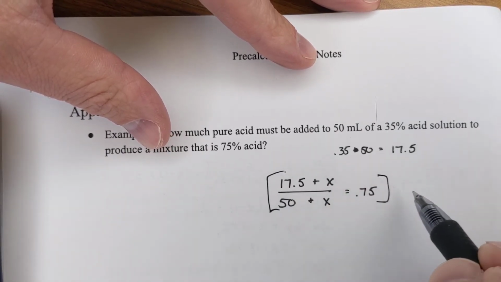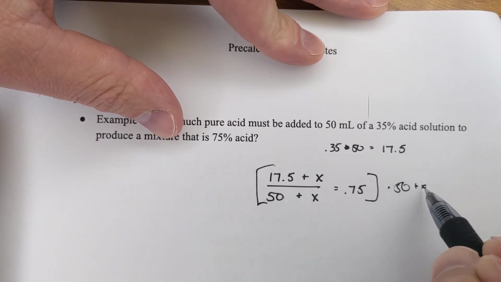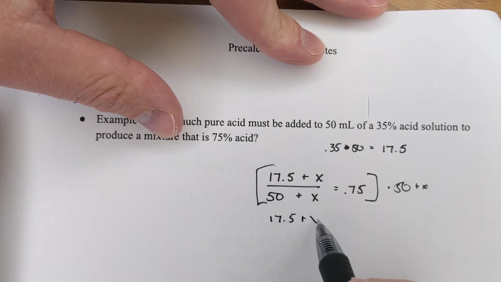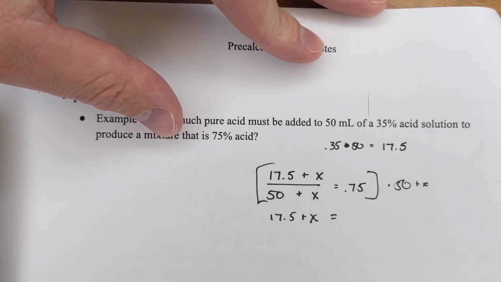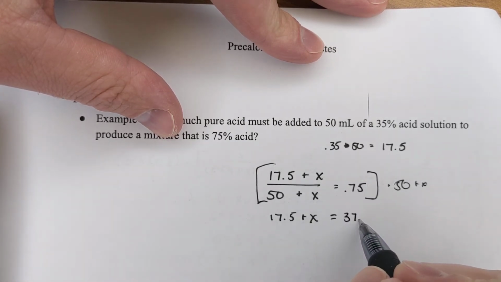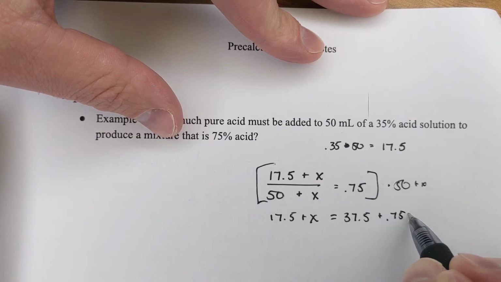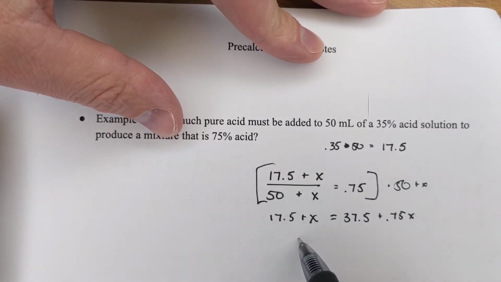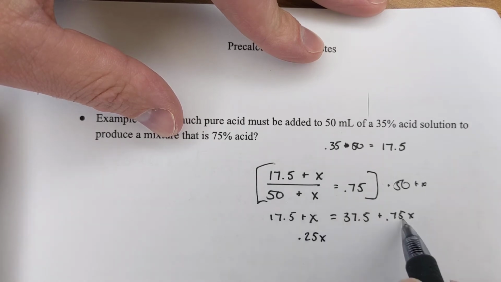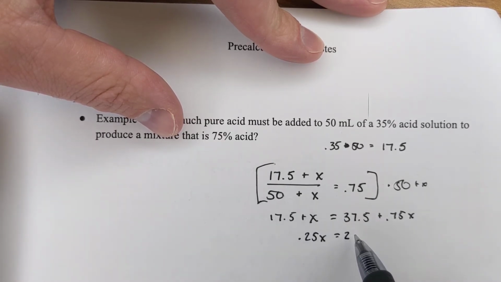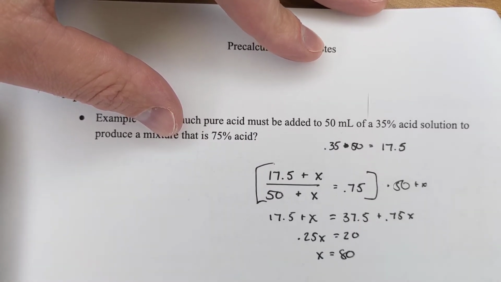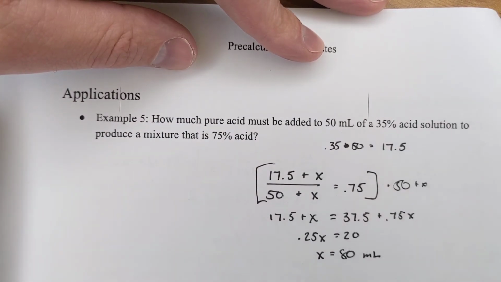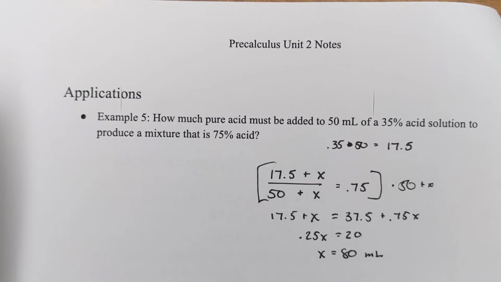So get rid of the fraction, multiply both sides by 50 plus x, so 17.5 plus x equals, because the 50 plus x cancels that 50 plus x, 0.75 times 50, that's 37.5 plus 0.75x. So I'll bring our x's this way, so 0.25x, 1x minus 3/4x, and take that way is 20. Divide everybody by 0.25, or 1/4, is 80. So x, I need to add 80 mils of pure acid if I want to end up with a solution that is 75% acid.